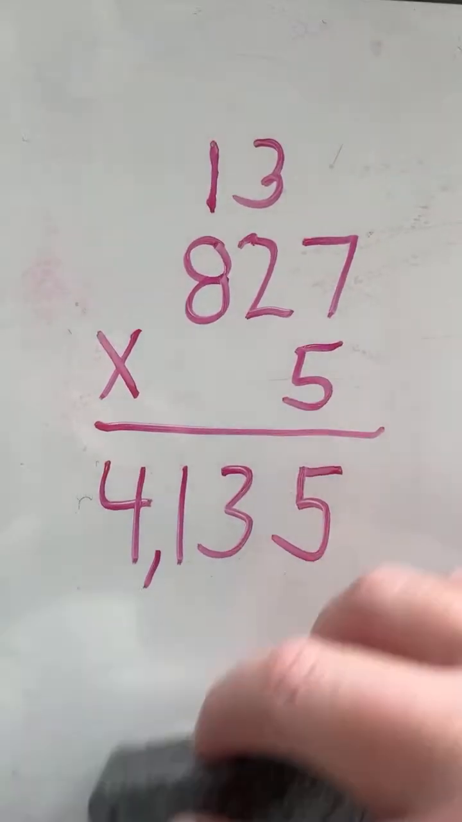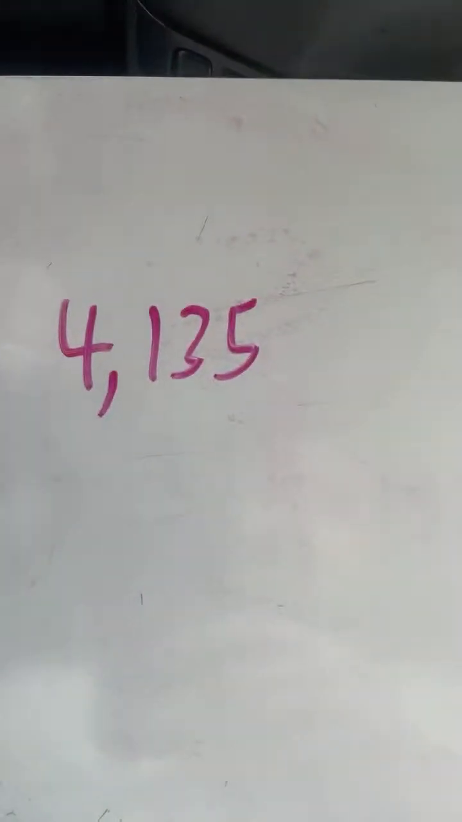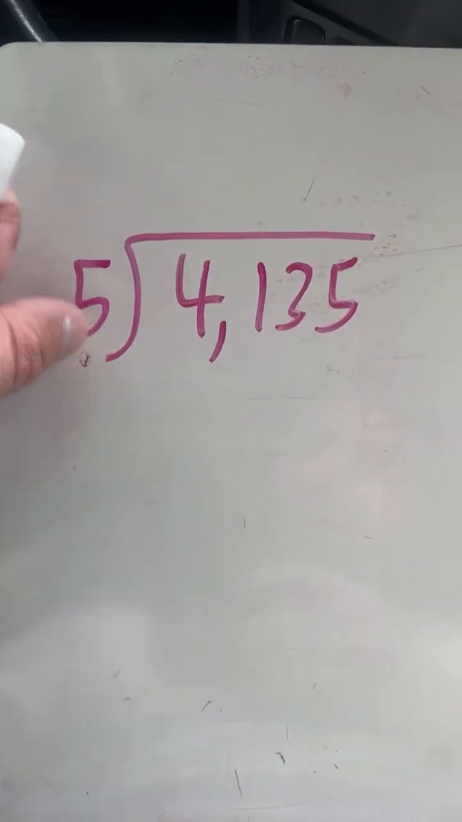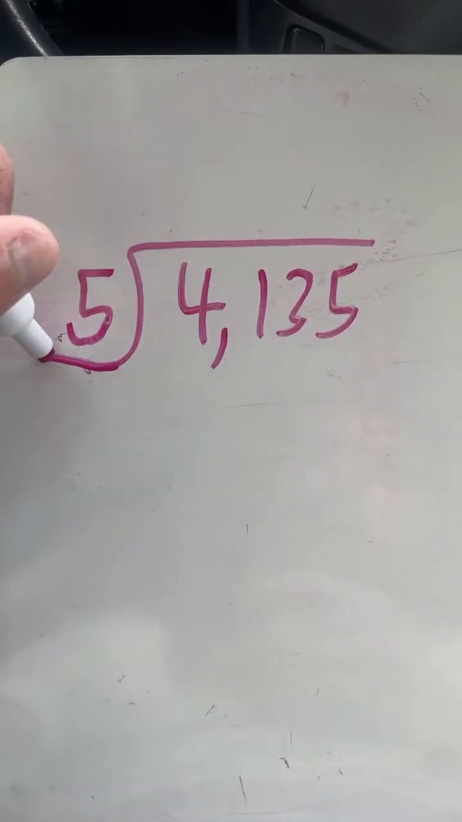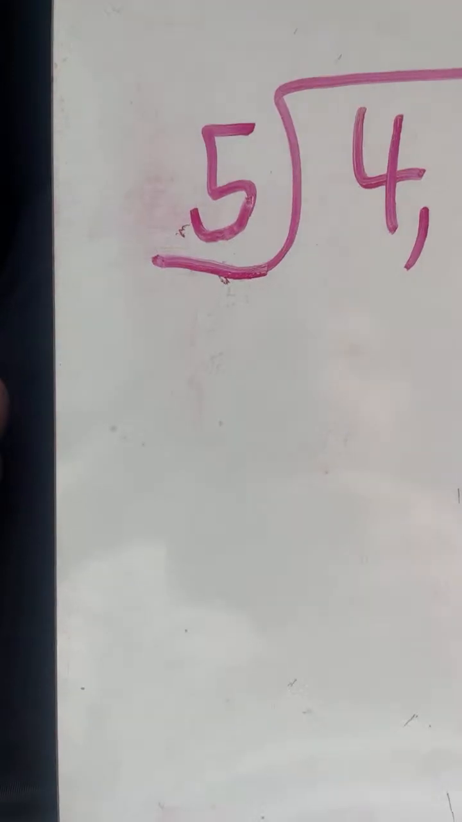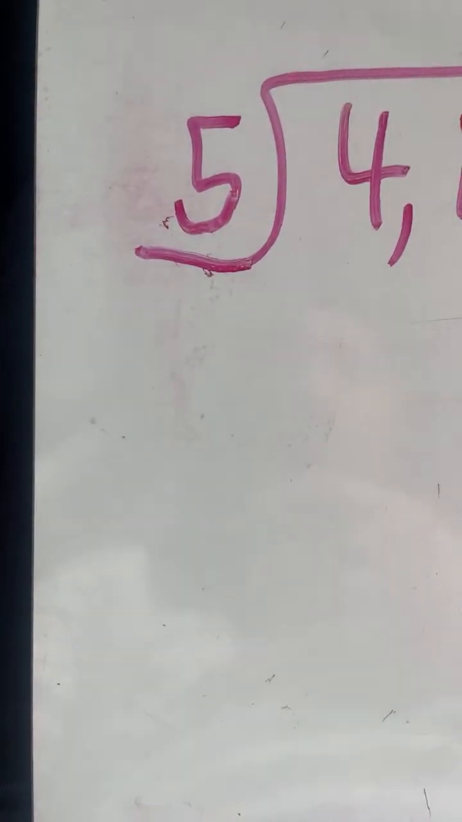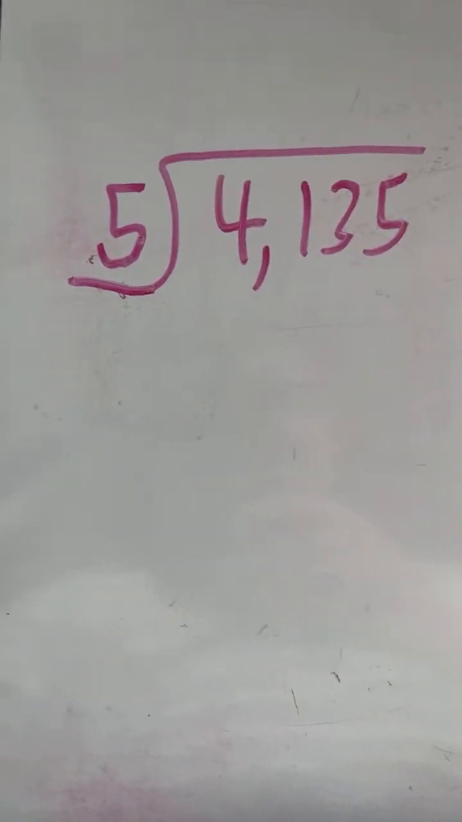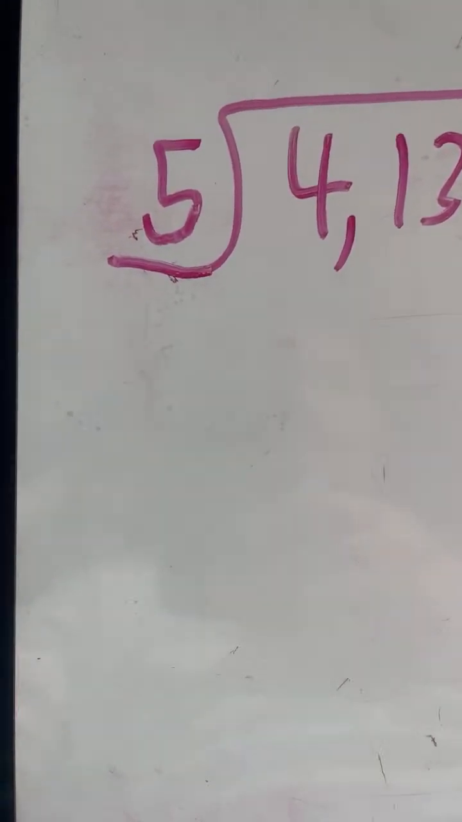Now for my final problem, I am going to divide 4,135 divided by 5. Let me make it so that 5 stands out a little more. There we go. So we start out dividing by the smallest number possible. We can't start out with 4 divided by 5. The rule is the number inside the square has to be equal to or bigger than the number outside, so that doesn't work. We can start out with 41 divided by 5.